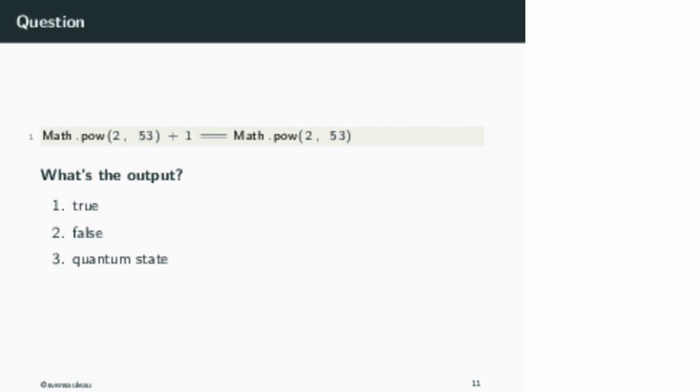Next question. So here, I'm saying that 2^53 + 1 is equal to 2^53. Do you think, please raise your hand, who thinks that this is true? That makes no sense.